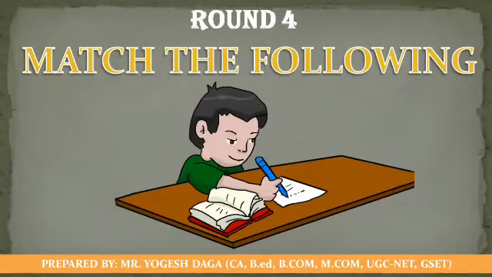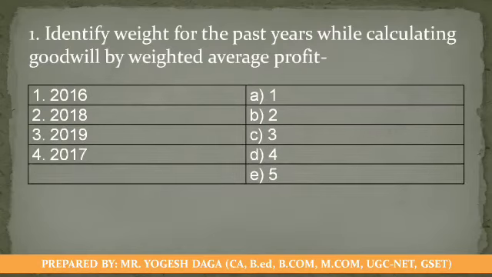So here we go with the first question. Identify the weights for the past years while calculating the goodwill by average profit. Okay students, on the front side it is given 2016, 2018, 2019 and 2017. On the other side the weights are given: 1, 2, 3, 4, 5. You are required to choose the correct weight for each year.